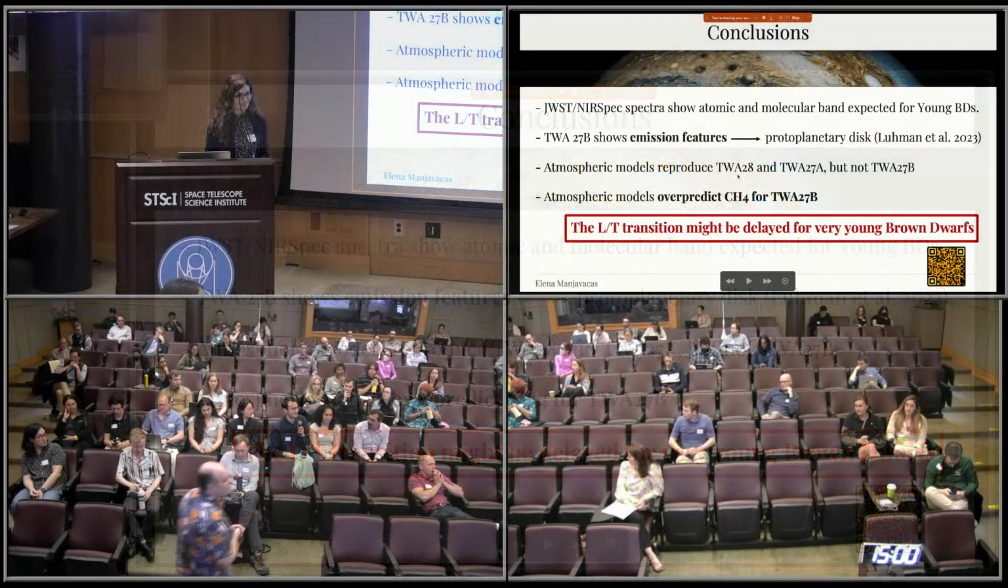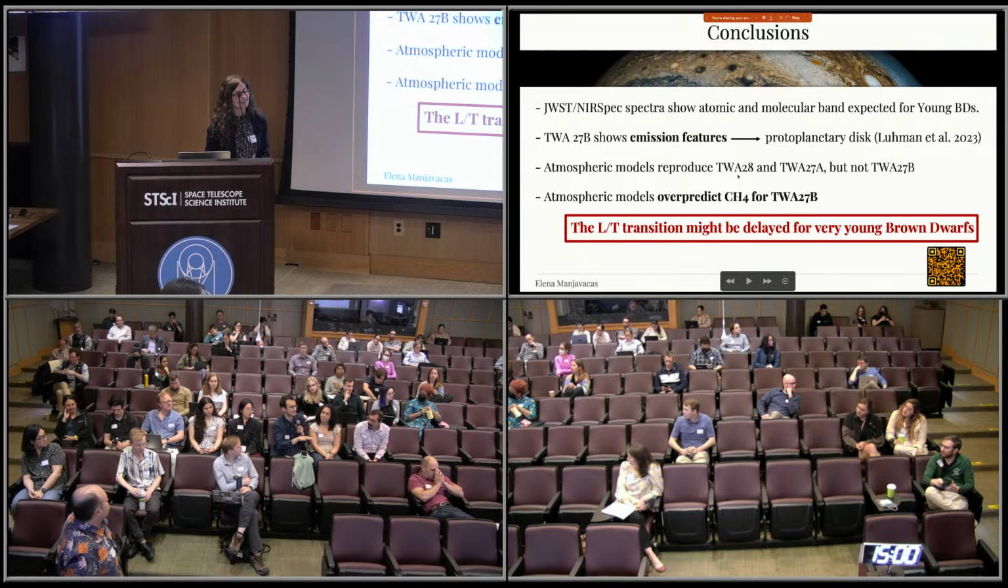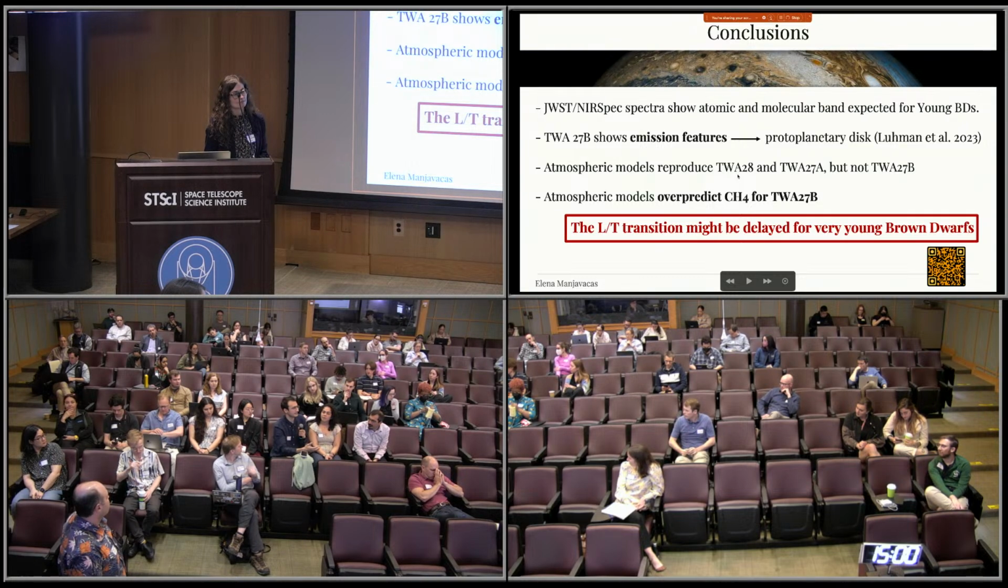Wonderful talk and beautiful spectra. I was wondering, do the relative strengths of the Paschen lines tell you anything about the temperature or the conditions of the accretion? And then separately, what is your thinking about why the CH4 is depleted in PWA27b?